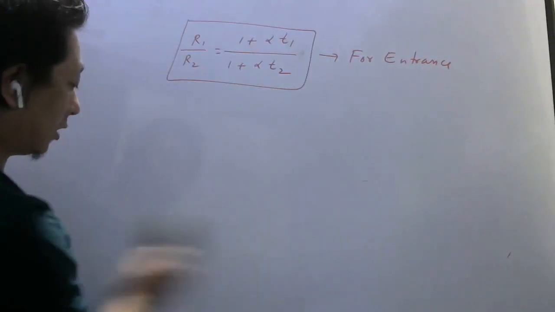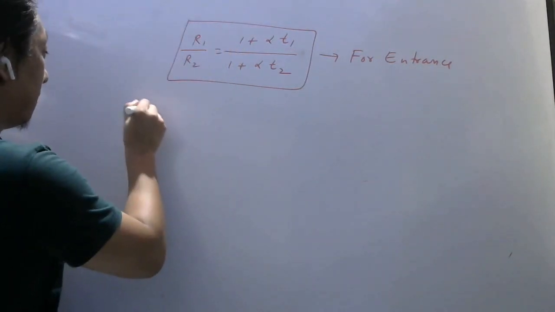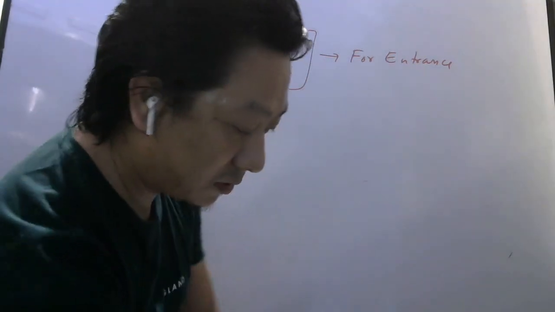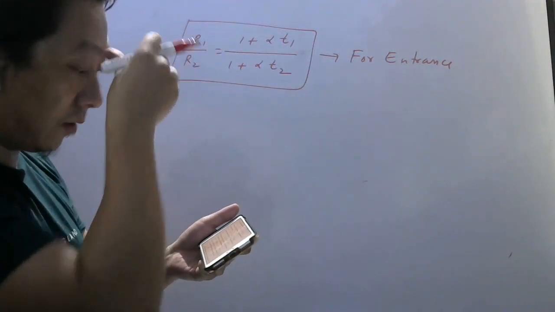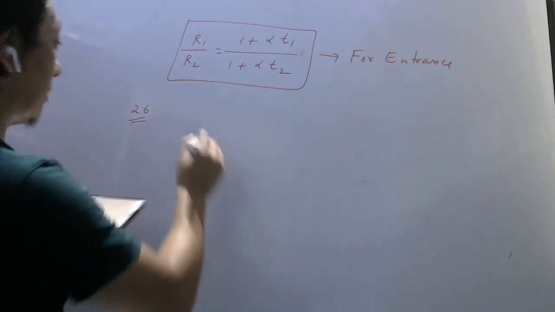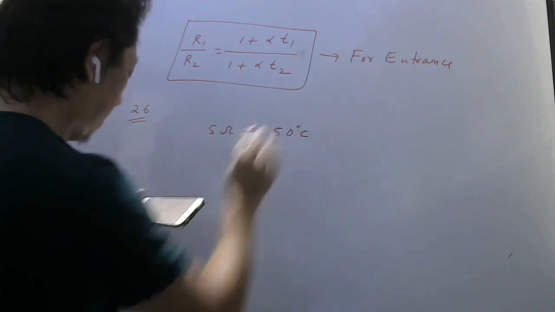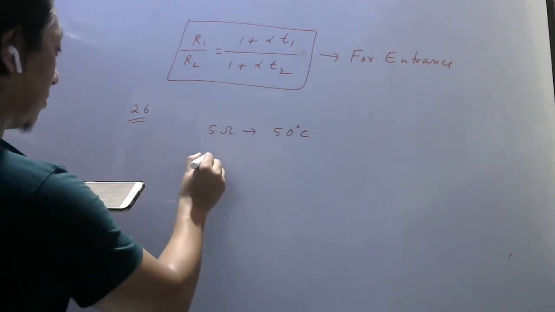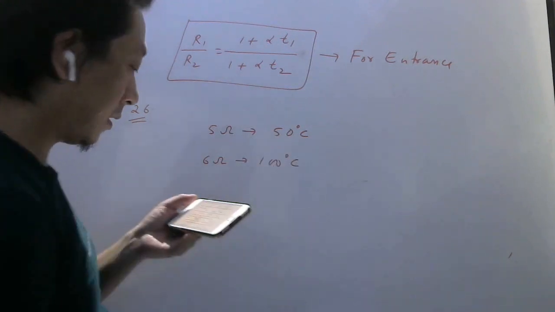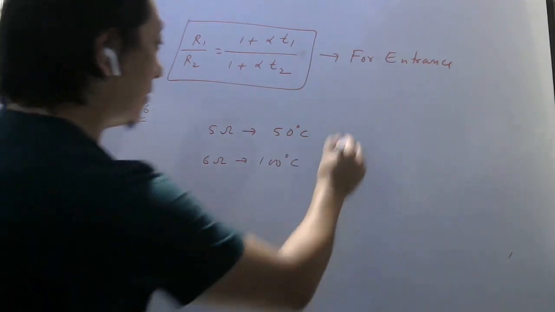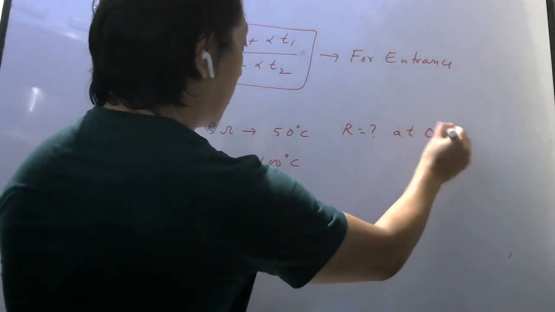Now let us see question number 26. This is also based on the same concept. In 26 they are saying the resistance of a wire is 5 ohm at 50 degrees Celsius, and it is 6 ohm at 100 degrees Celsius. They want the resistance at 0 degrees Celsius.